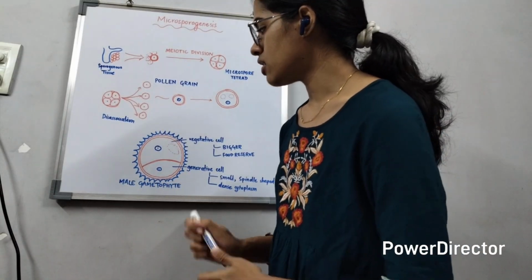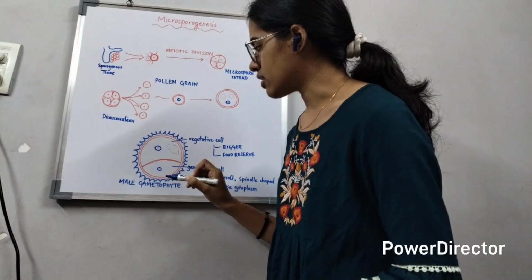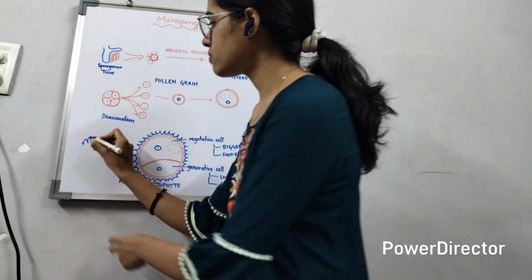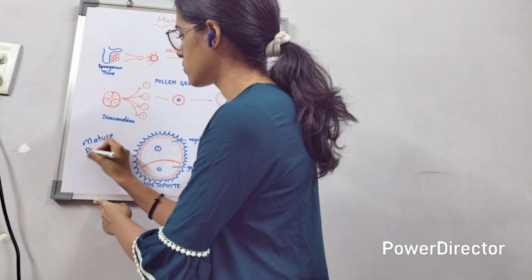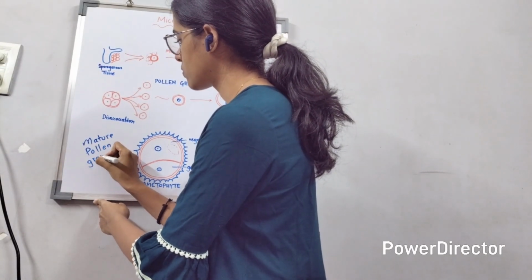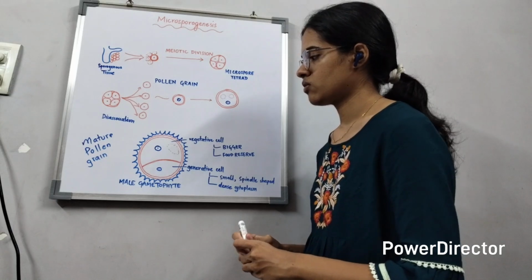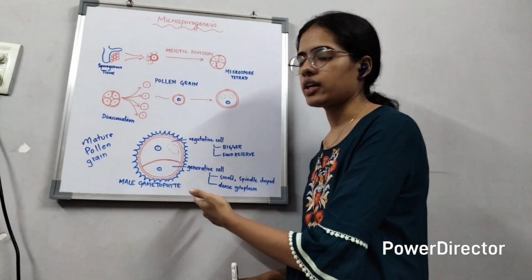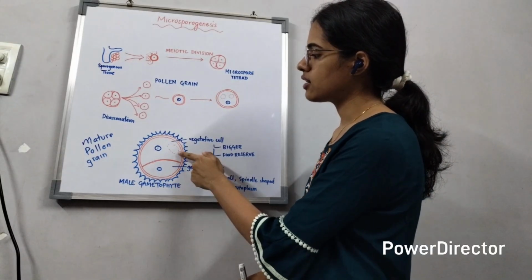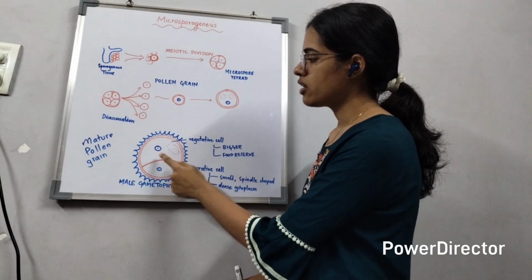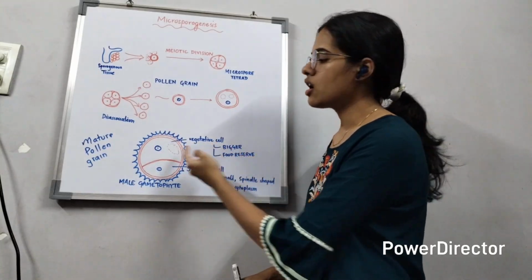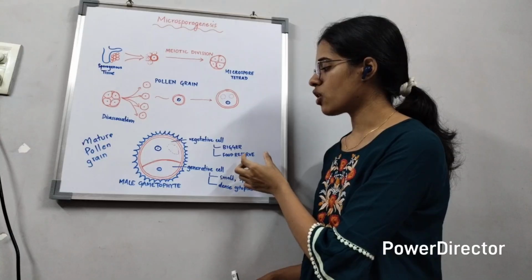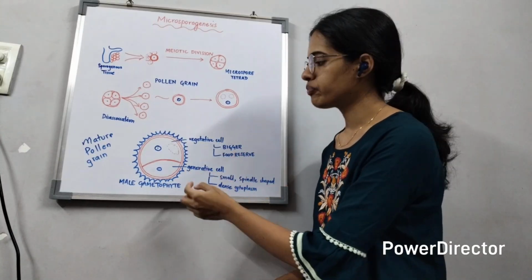What we can see here is that there are two cells, and together they form a mature pollen grain. This is the final mature pollen grain or male gametophyte. In the final pollen grain, we can see two cells within one cell. The bigger cell is the vegetative cell, and it performs the function of storing food. It is a food reserve cell.